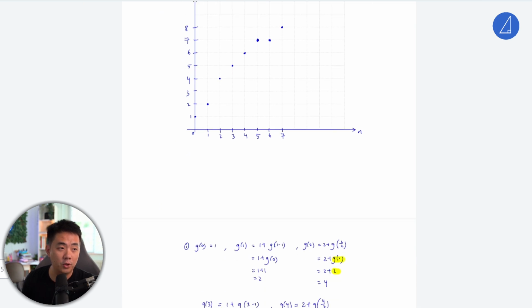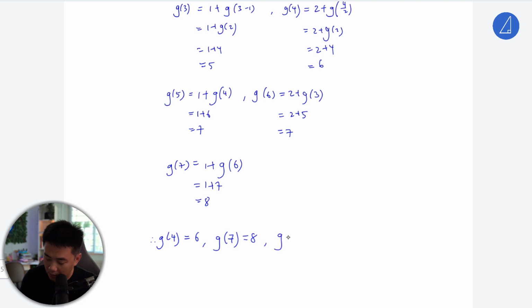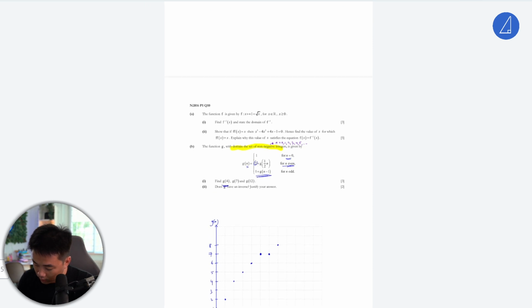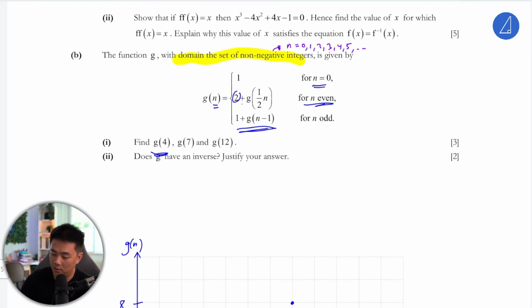Great, this is the graph that I'm looking at. So basically now we have g4, which is 6, g7, which is 8, and we need g12. g12 is even, so g12 would be 2 plus g6, which is 9. Okay, so that's it. We're done with part 1.